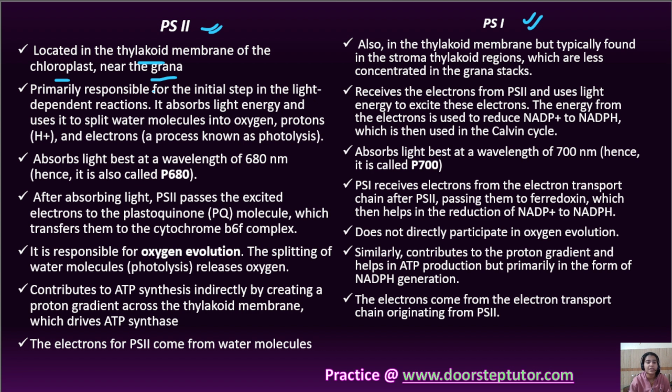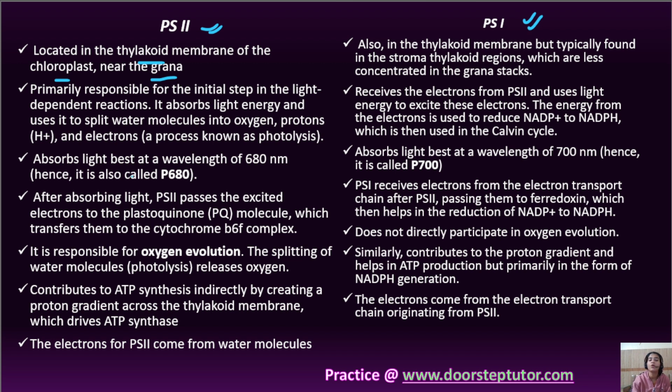While in the case of PS1, it receives the electrons which are transported from the PS2 and then uses light energy to excite these electrons. The energy from the electrons is used to reduce NADP positive into NADPH, which is then used in the Calvin cycle.